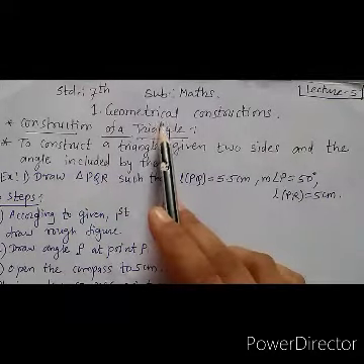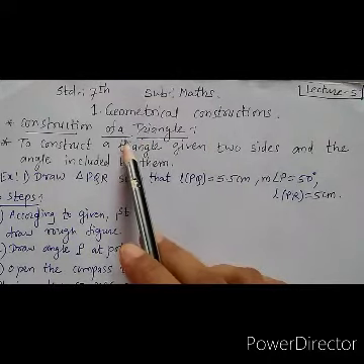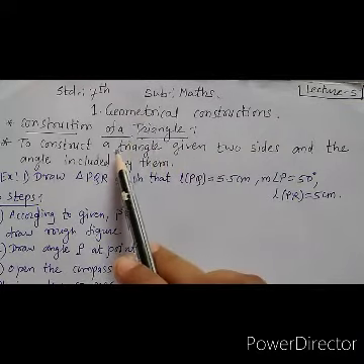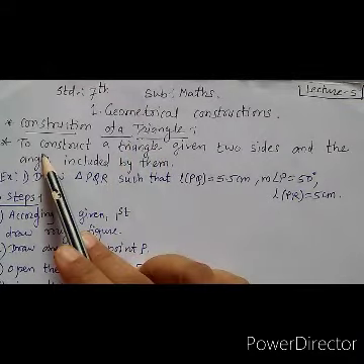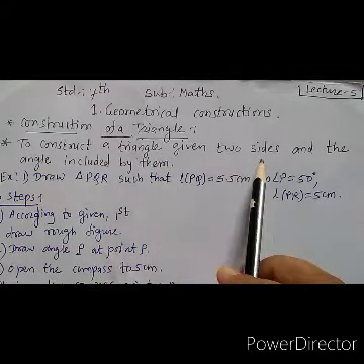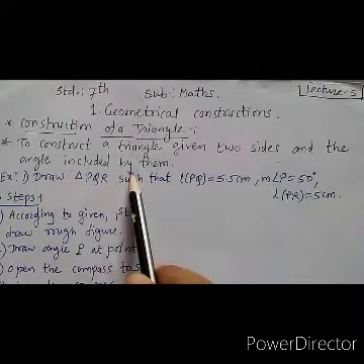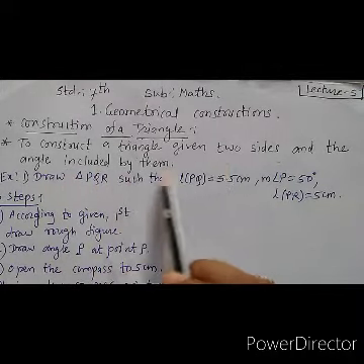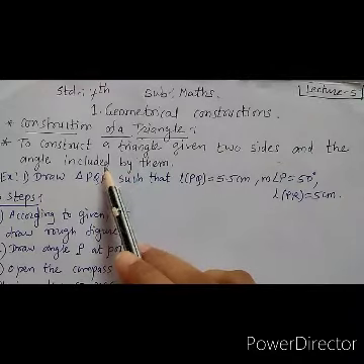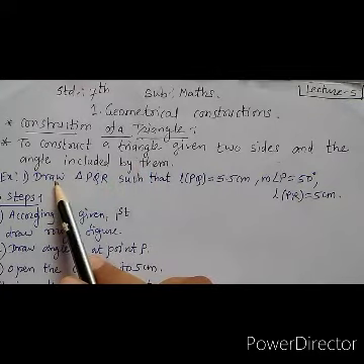Let us see lesson number 1, geometrical constructions. In the previous video, we have seen construction of a triangle when three sides are given. Now let us see the second point: to construct a triangle given two sides and the angle included by them. It means that two sides are given and one angle is given, and by using this we can construct a triangle. So let us see an example.